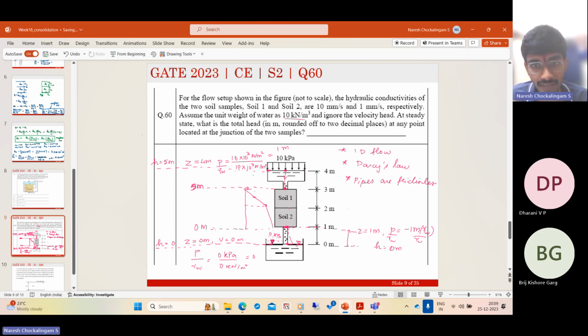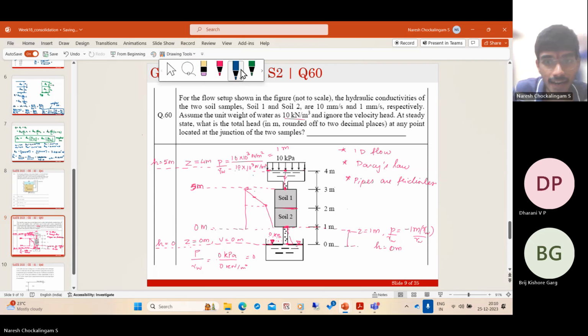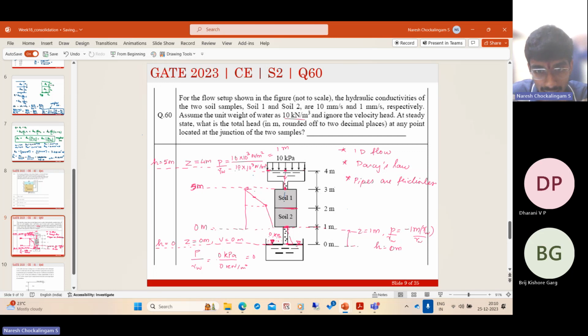Now, how do we find the interface? Is it in series or in parallel? They are in series, right? Whatever water enters here has to go to this soil, so the soils are connected in series. So Q is equal to constant, because they are also asking for the steady state. At steady state, Q is not varying with time. So Q is constant for both the soils because of the continuity equation.